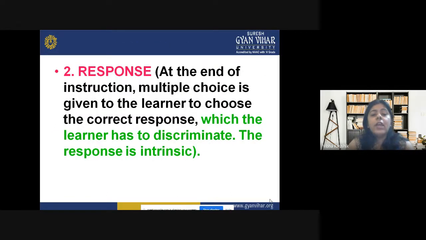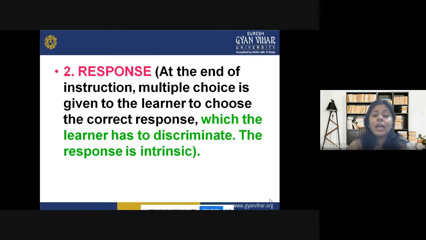Now the response: at the end of the instruction, after the learner has gone through the concept or the content, some multiple choice questions will be there. Multiple choice is given to the learner, which means it will include multiple choice questions for the learner to choose the correct response. There are multiple responses to those questions, and the learner has to select the correct response, the correct answer for that particular question, which the learner has to discriminate.